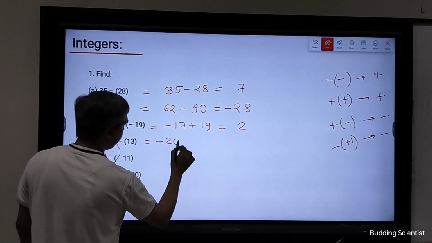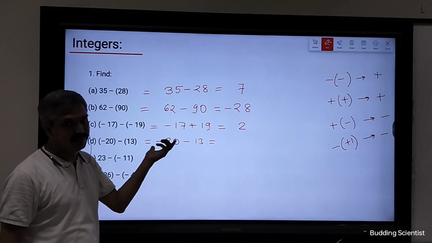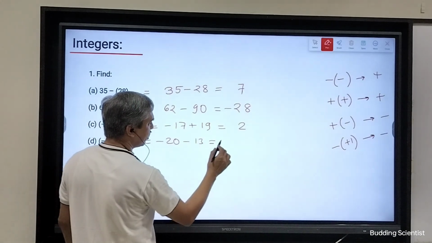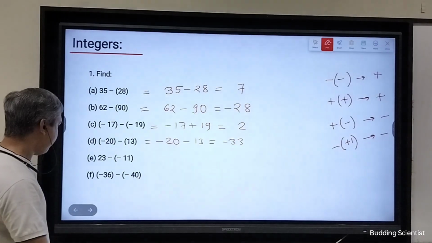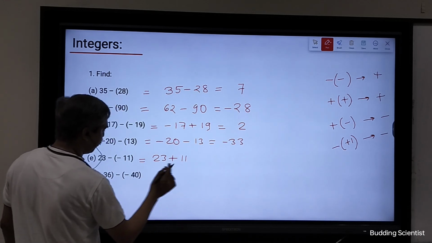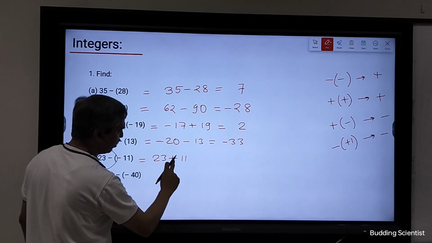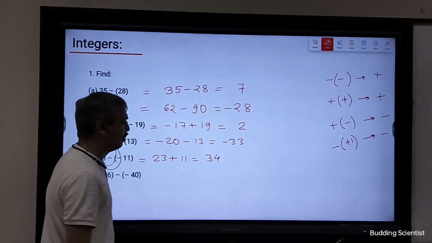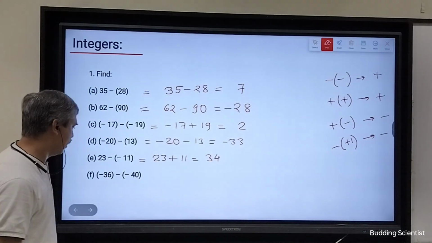Minus 20 minus 13 is equal to, if both have the same sign, add the numbers and keep the sign as it is. So 20 and 13 is 33 and keep the sign as it is. Here this is equal to 23 plus 11, because minus minus will become plus. And both are having the same sign. This is also positive, this is also positive. So both are positive. So we'll just add them, 34, and the sign shall remain positive, which you can write or you cannot write. It is okay both ways.